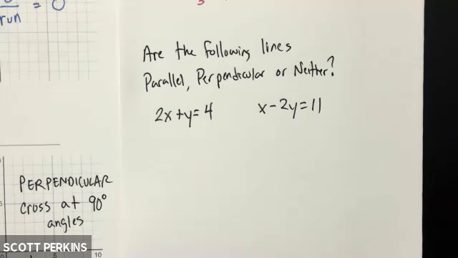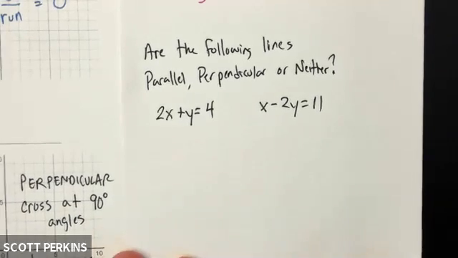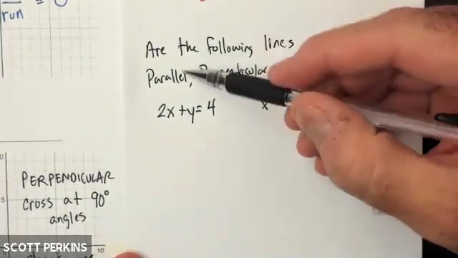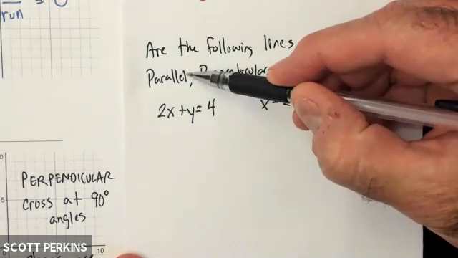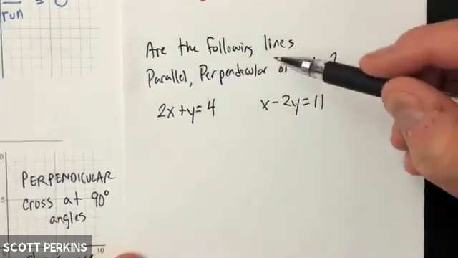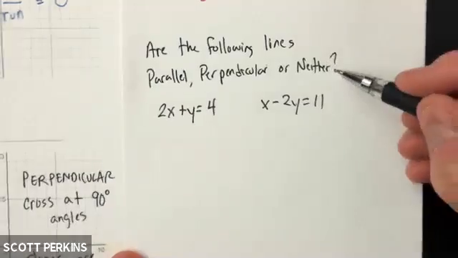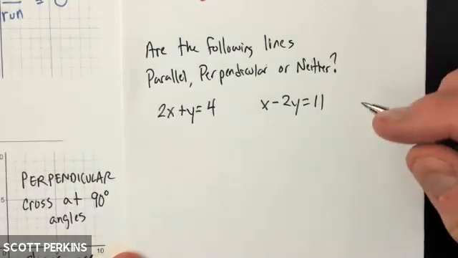Okay, all we're doing here twice is what we were doing earlier when we were graphing lines. We're going to solve both of these equations for y, and we're going to look at the slope, and then we're going to determine the two lines will be parallel if the slopes are exactly the same. The two lines will be perpendicular if they are negative reciprocals of each other, and then neither if they are neither of those two things.